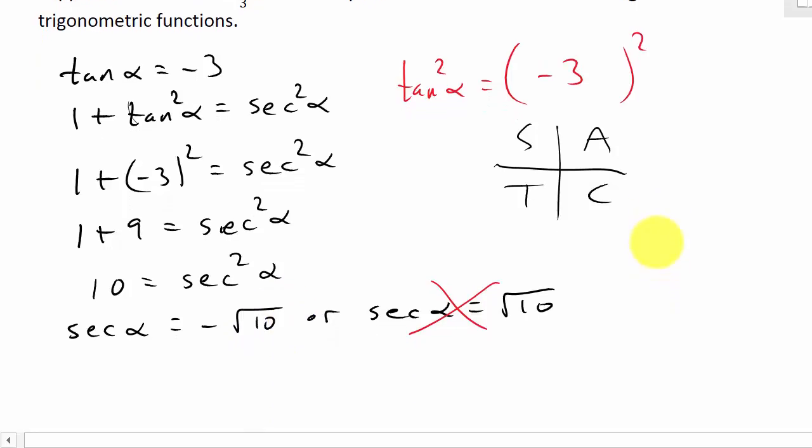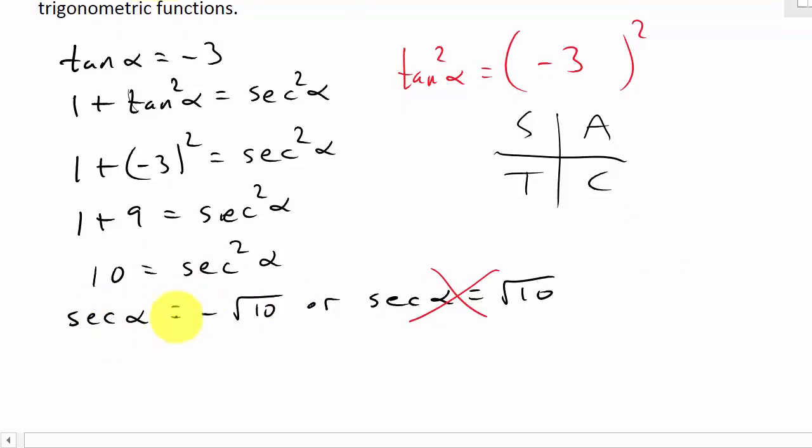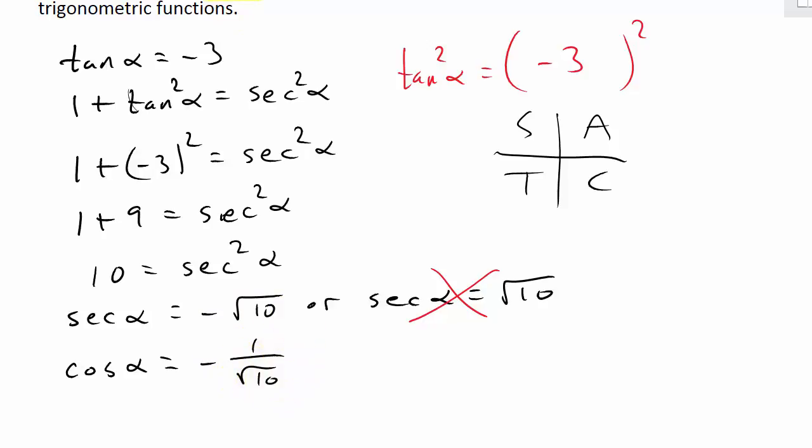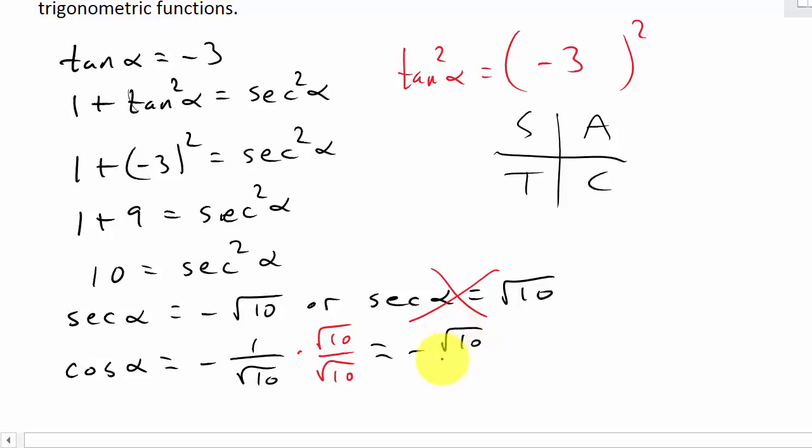Now, since we know secant alpha, we can get cosine alpha. Cosine alpha is the reciprocal of secant, so that's negative 1 over square root of 10. If we rationalize the denominator, that's negative square root of 10 over 10. So we've got tangent, secant, and cosine. The only ones left are sine and cosecant.